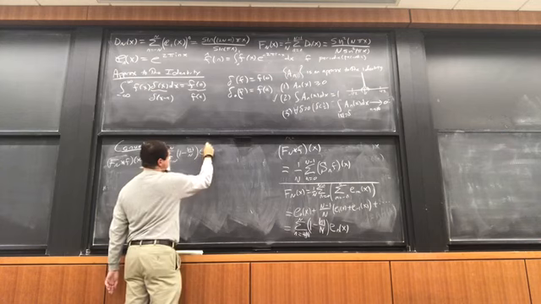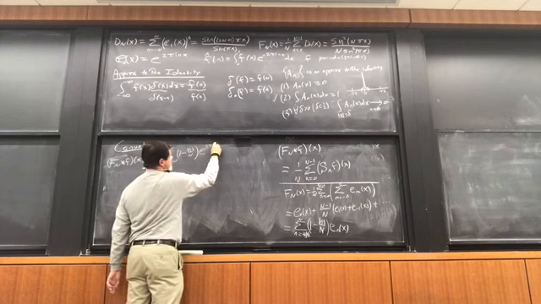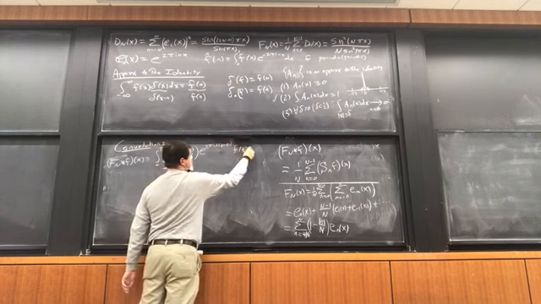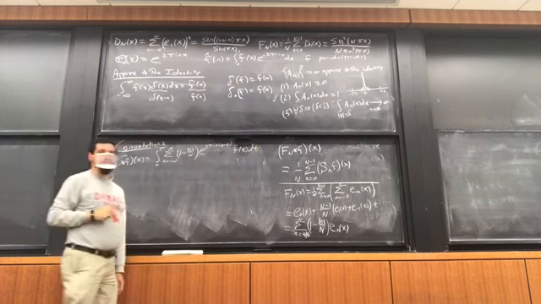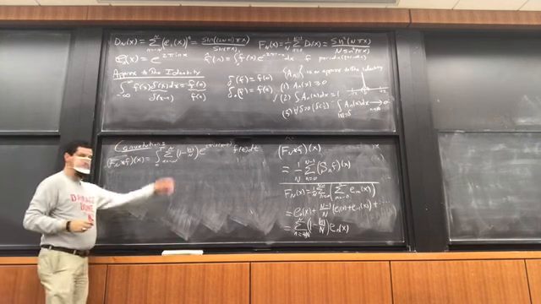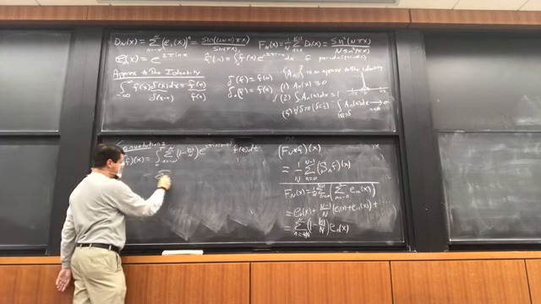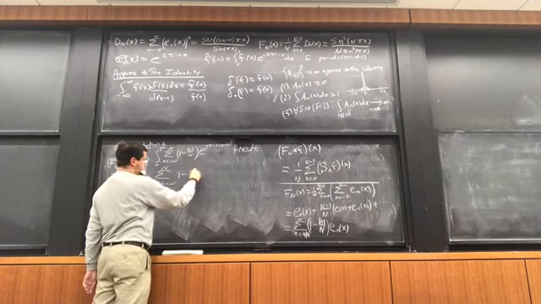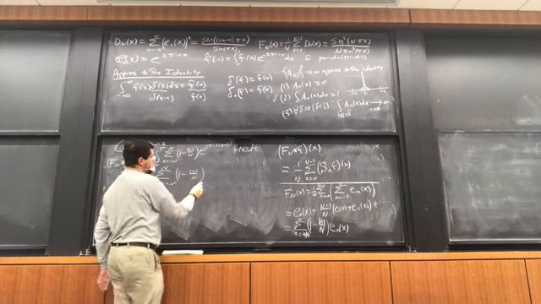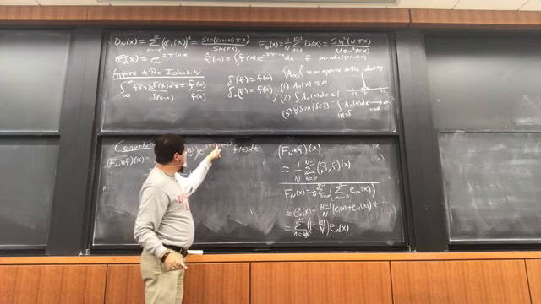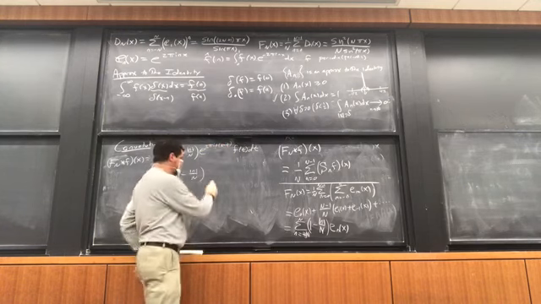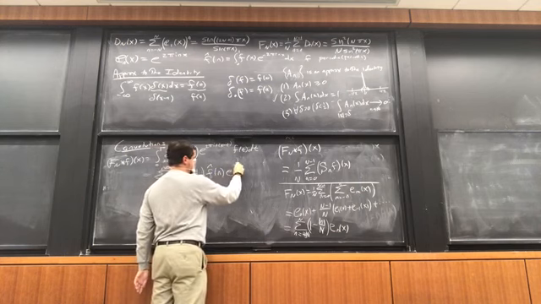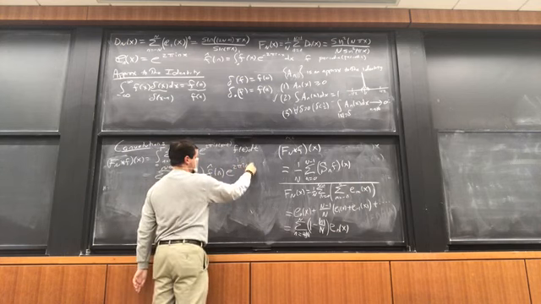e to the 2 pi i n (x minus t) f of t dt. Basically, it's the same calculation as before. We flip the sum and the integral. We'll have a sum, n goes from minus N to N, of 1 minus absolute value of n over N. The e to the 2 pi i n negative t is going to give us f hat of n, e to the 2 pi i n x.